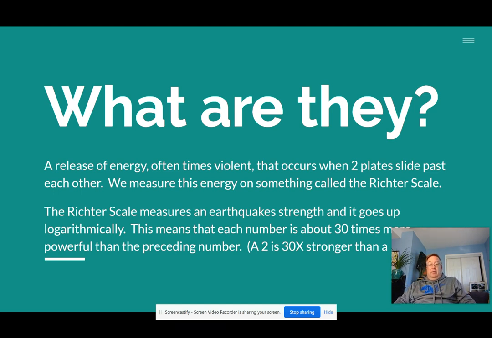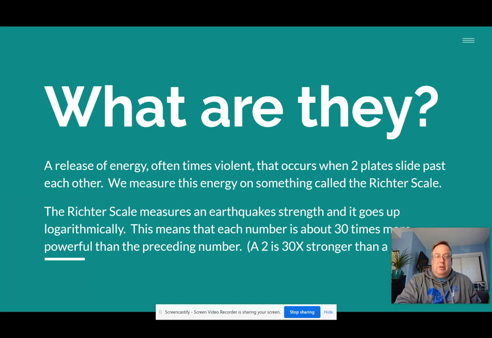Oftentimes it's very violent, and that occurs when two plates are moving past each other. It doesn't matter if we're talking about side to side or up and down. That energy is measured on something called a Richter scale. This is a number you've all heard of. So you'll watch the news and they'll say, in Los Angeles today, there was a 3.0 magnitude earthquake. Well, that's on something called the Richter scale. And I'm going to help you understand what that means.